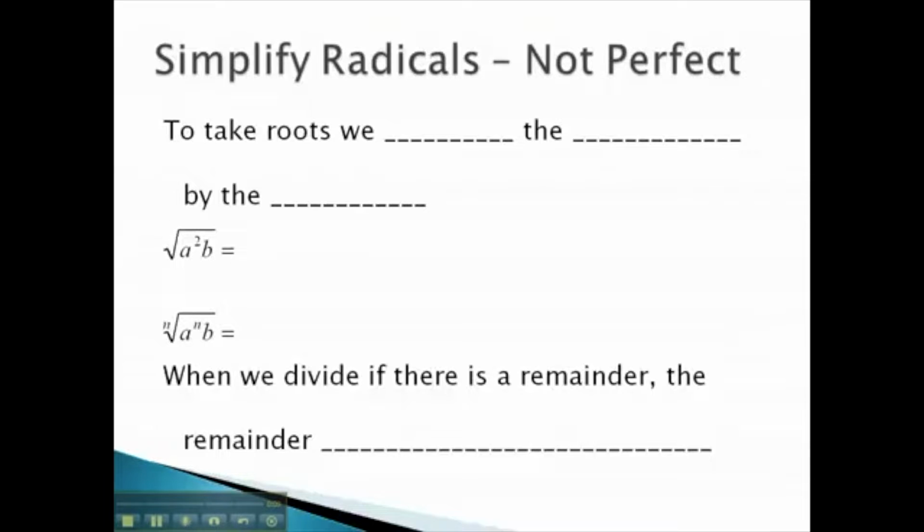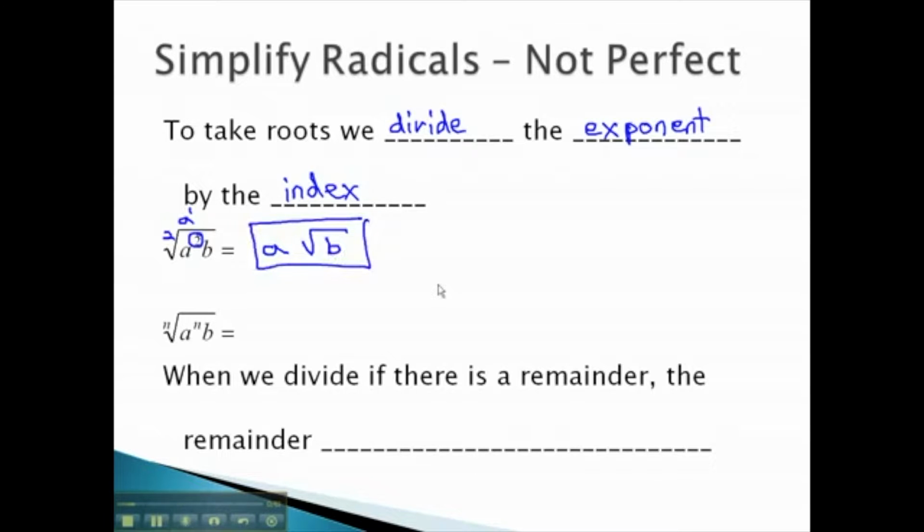When we take roots, we found out that we can divide the exponent by the index. However, we can't always divide the exponent by the index for the entire product. Instead, we might just have to divide the exponent by what we can. Remember, square roots always have an index of 2. And pull 1 a out, leaving the b behind inside the radical. An a outside the radical, and a b left over inside the radical.